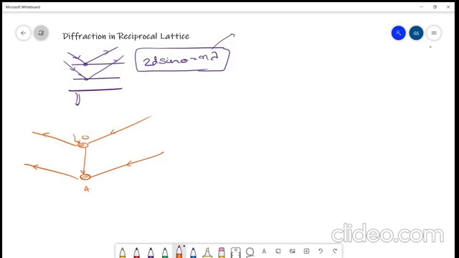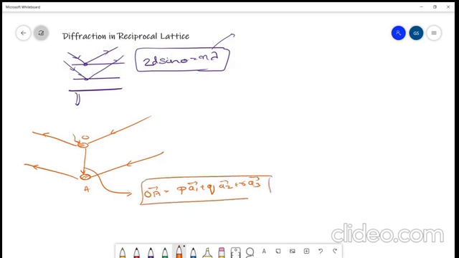So the OA vector is a vector in real space. Any vector in real space can be represented, I'll not write it as R, I'll just write it as the OA vector instead. So this can be written as p times basis vector a1 plus q times basis vector a2 plus r times basis vector a3. So we note that OA can be written as this. I will use this in the last step of the proof. Just keep this in mind.